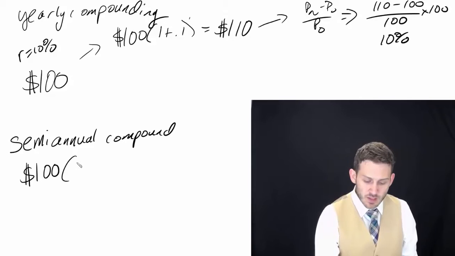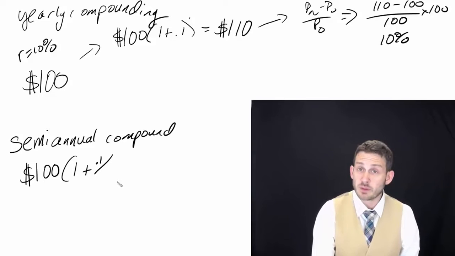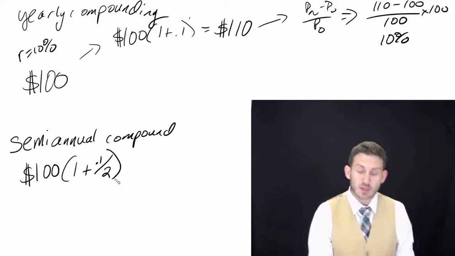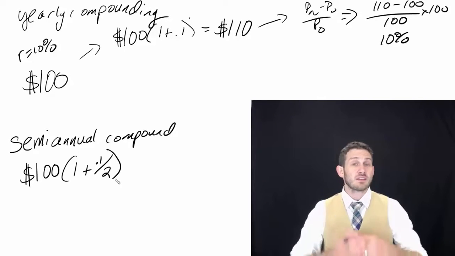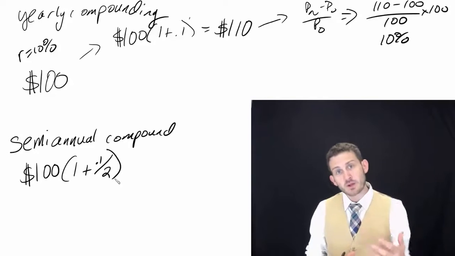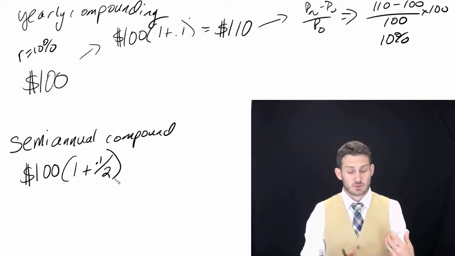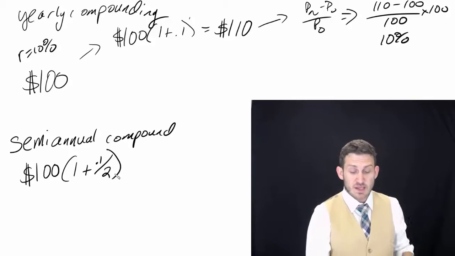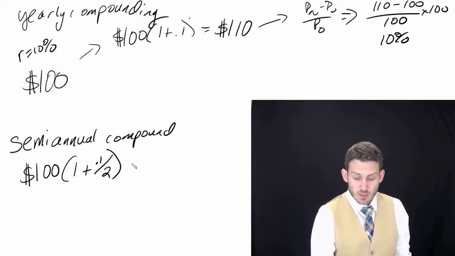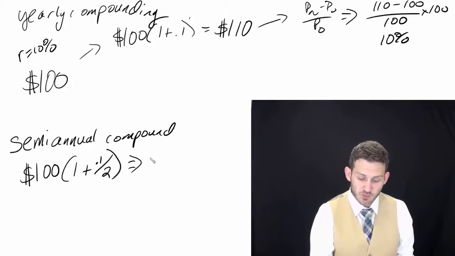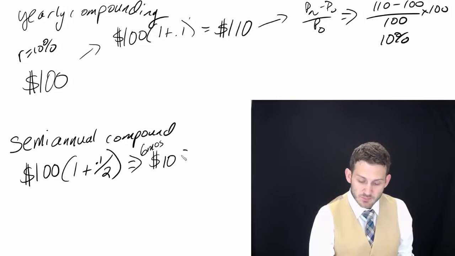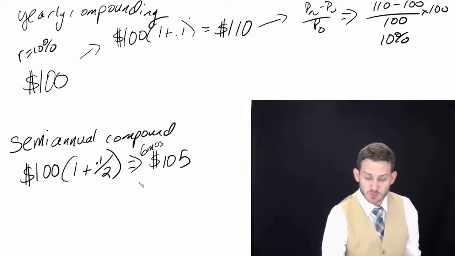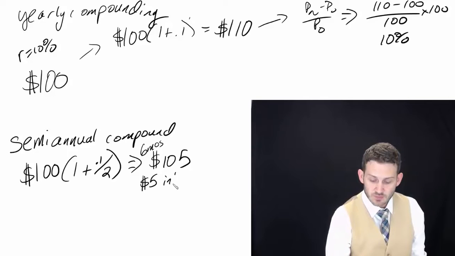So what we're going to do here is figure out what the value is. We take that 10% interest rate, and what do we do to it? We divide it by 2, because we need to figure out what the semi-annual interest rate is. We don't get the full year's interest in 6 months, we only get 6 months of interest. So we take the yearly rate, which is 10%, divided by 2, and that's going to be 5%. So in 6 months we are going to have $105. We are going to collect $5 in interest.